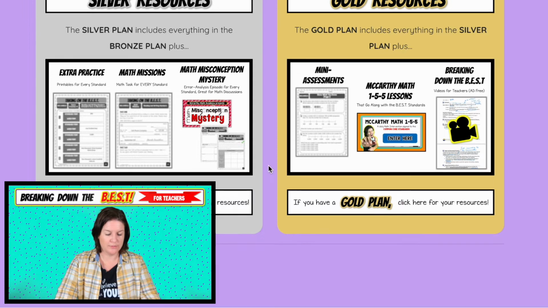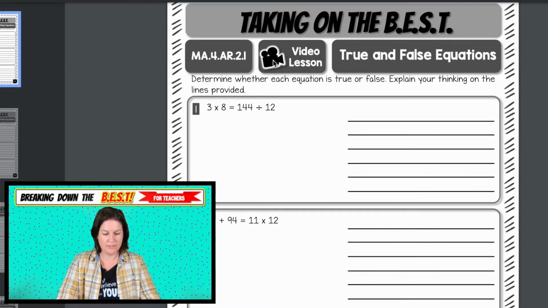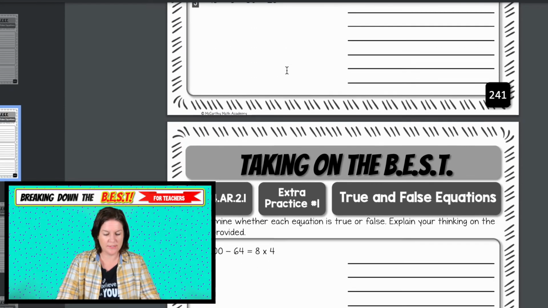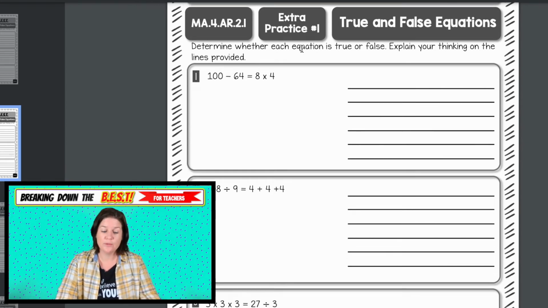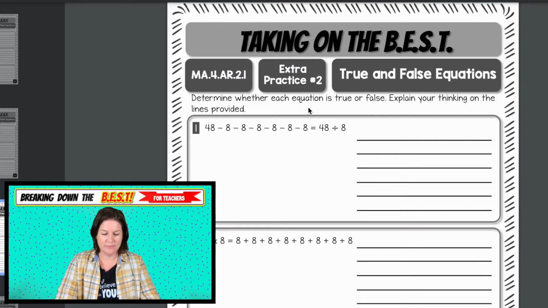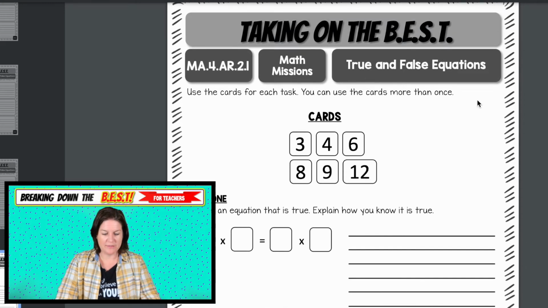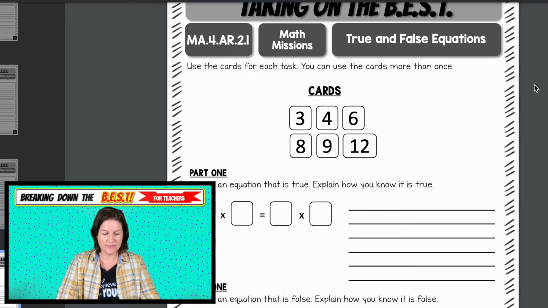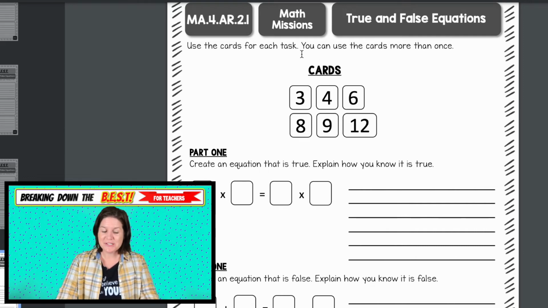Silver members, you have these printables, video lesson icons, so that's a video lesson. Extra practice means that it is more practice that goes along with the video lesson, but it doesn't have a video lesson. Got a couple different practice pages for you. This is the math task aligned to this standard. So kind of like that one that I was like, oh, I like this problem. I liked it so much that I placed one into the math mission here.